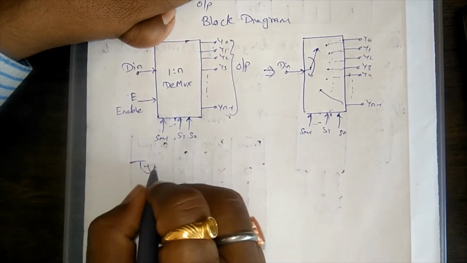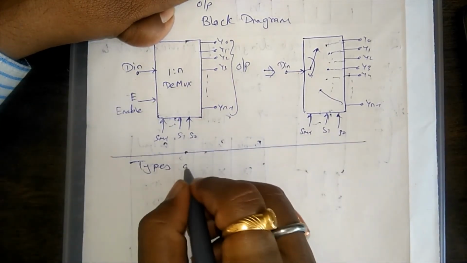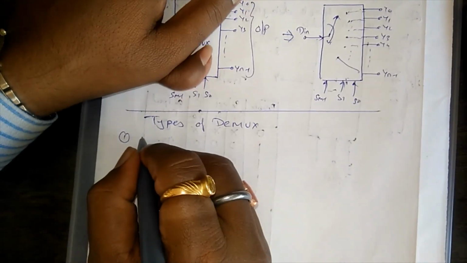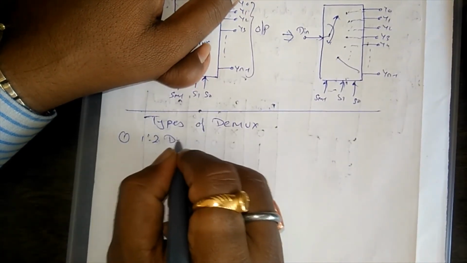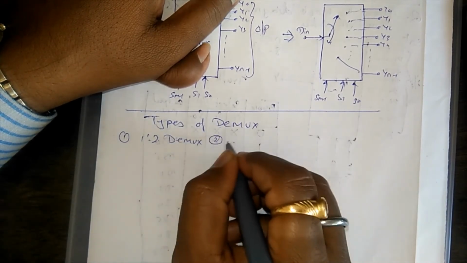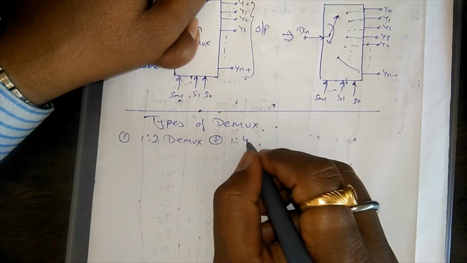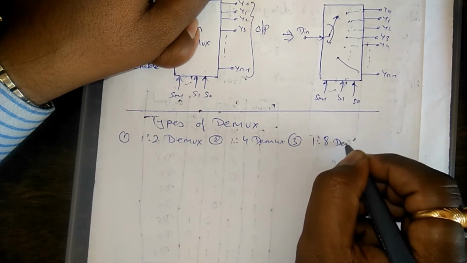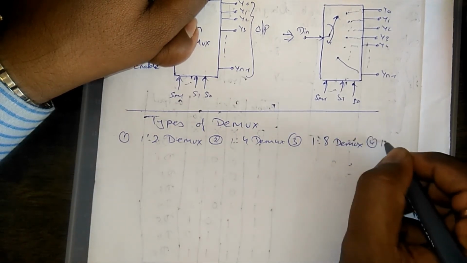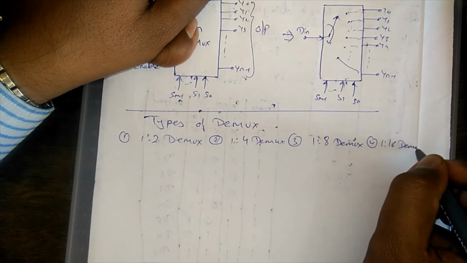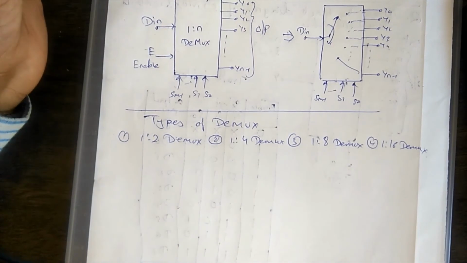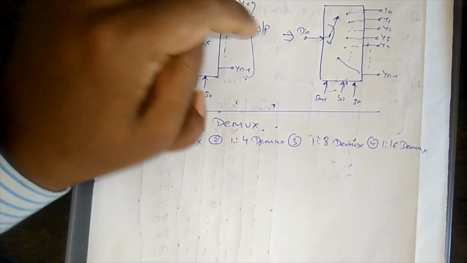So now, types of demultiplexer. Types of demux, you can say demultiplexer also. What is that? 1 is to 2 demux. Okay, second 1 is to 4 demux. Third is 1 is to 8 demux. Fourth is 1 is to 16 demux. Okay, so in this way, certain types are there through which we can go for the demux type.